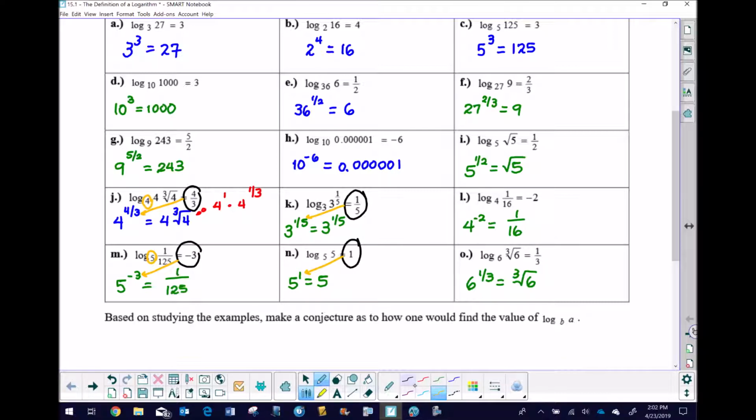So if I have to say, how would one find the log base b of a? I would just simply say that you would raise b to the x power. Now granted, that's if we assume that this is equivalent to x. And then of course we would set that result equal to a.